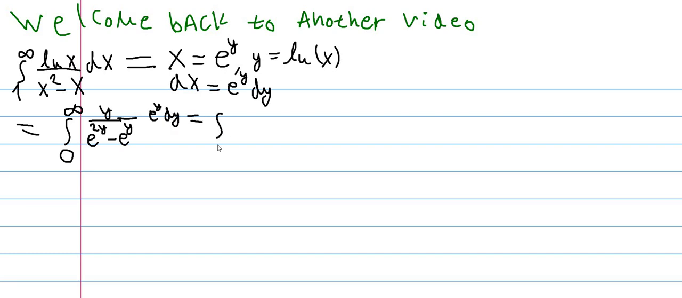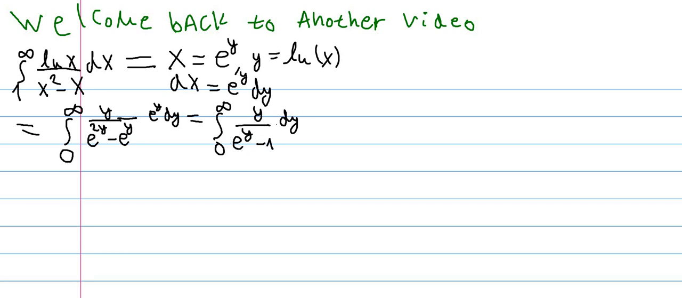Alright, as you can see, the e to the y will cancel each other out. I mean, one of them, and we are left with this expression. And now what can we do? We can simply expand this bottom part into an infinite series, because it will diverge.